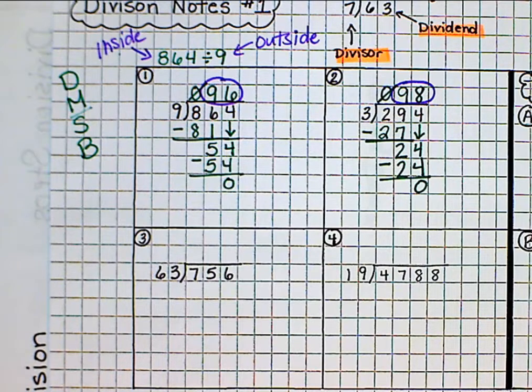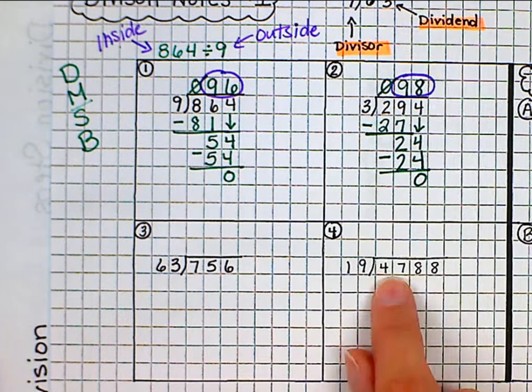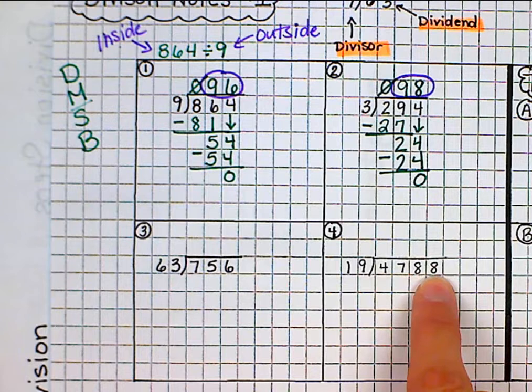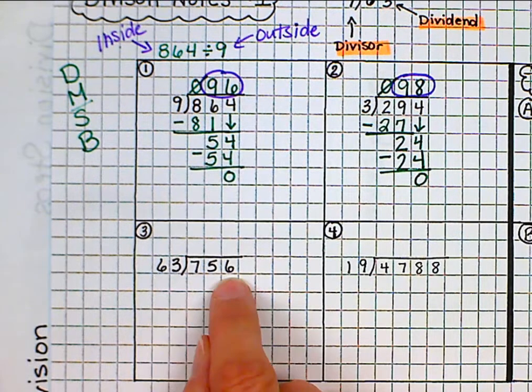Okay, now that we've finished questions 1 and 2, let's go ahead and do examples 3 and 4 together. You'll notice they get a little bit bigger. Now I've got a 2-digit divisor, and question 4 has a 4-digit dividend. So they're getting a little bit harder, they're getting a little bit bigger. So I've got 756 divided by 63.